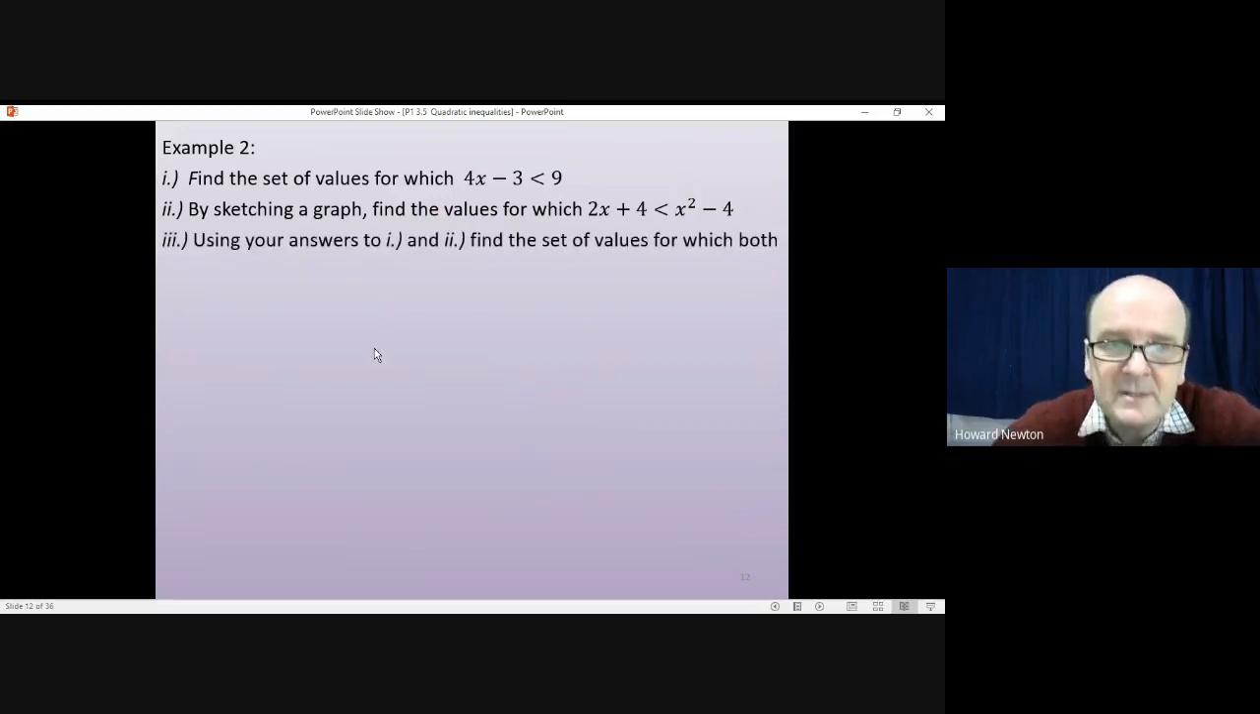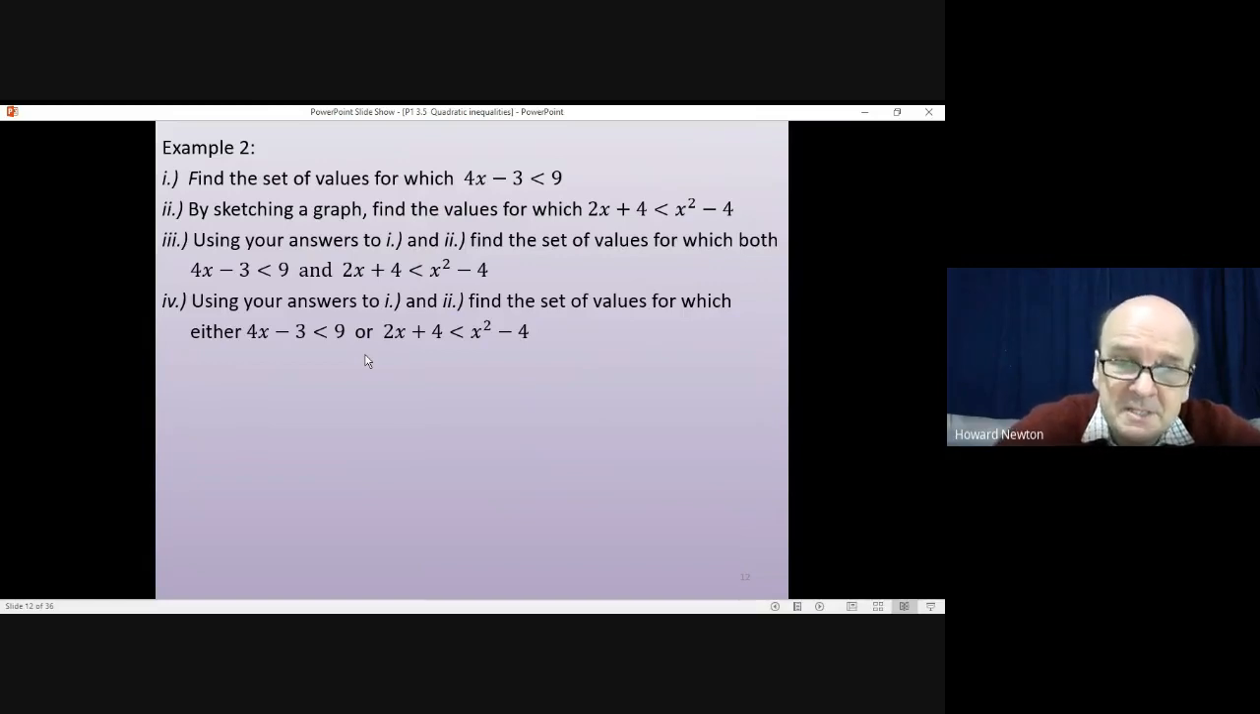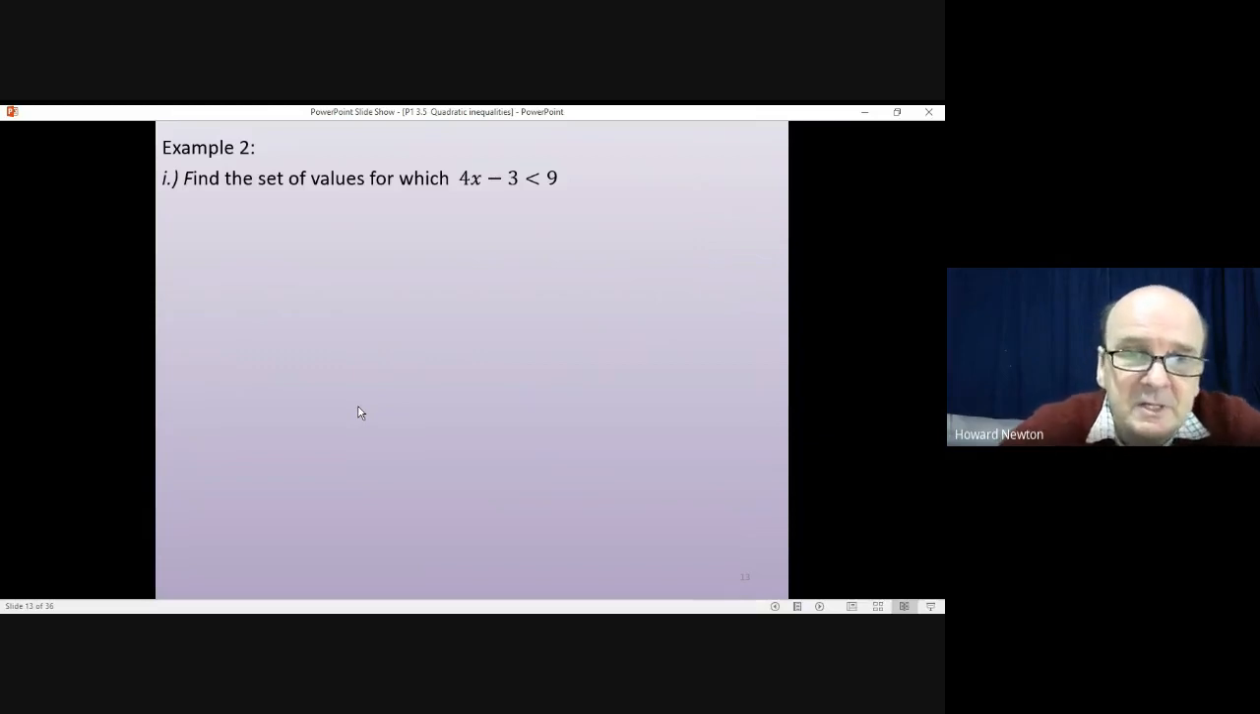Now, once you've done that, then use your answers to the first two questions, first of all, to find the set of values for which both inequalities are true. And then after that, slightly different, but importantly different, use your answers to 1 and 2 to find the set of values for which either one inequality or the other inequality is true. And it's the distinction between both in question 3 and either or in question 4 that really matters, that you need to make sure you understand well. Okay, have a go at doing this yourself first, and then come back to me when you're ready.